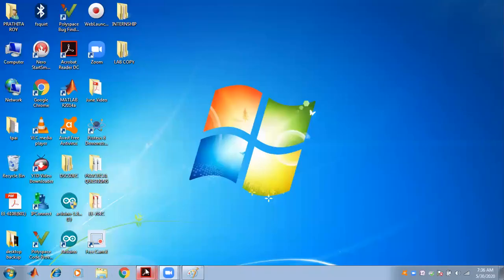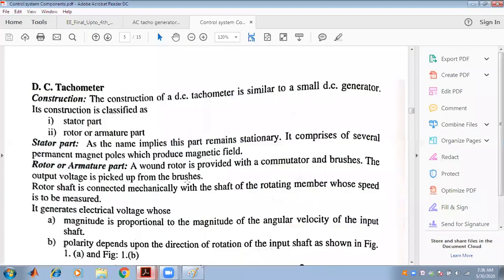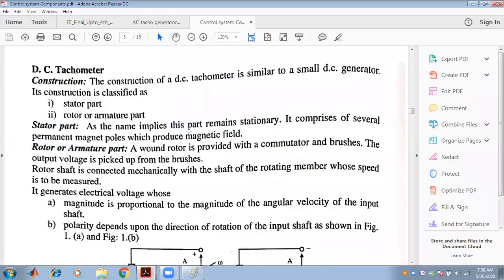Today we will discuss the DC and AC tacho generator, or the tachometer, along with the liquid level control. So let us start with the DC tachometer or tacho generator. The construction of a DC tachometer is similar to a small DC generator.